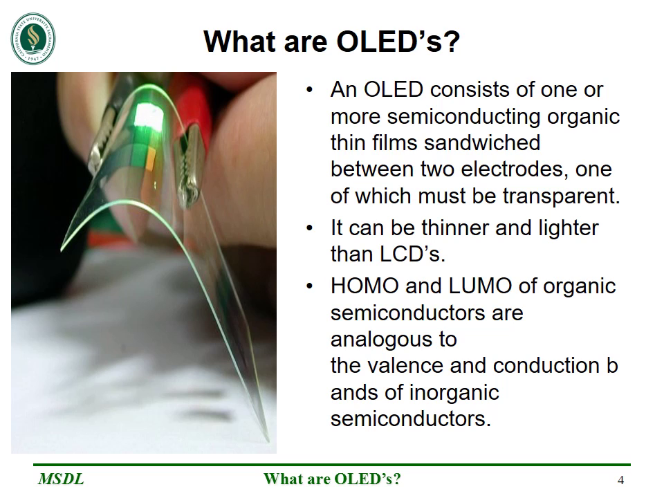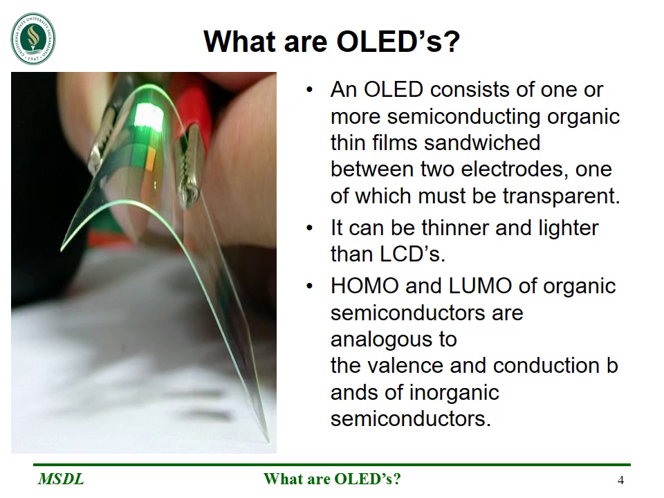An OLED consists of one or more semiconducting organic thin films sandwiched between two electrodes, one of which must be transparent. A simplified schematic diagram of a typical OLED would be shown in the next slide. The organic molecules are electrically conductive as a result of delocalization of electrons caused by conjugation over part or all of the molecules. These materials have conductivity levels ranging from insulators to conductors and are therefore considered organic semiconductors.